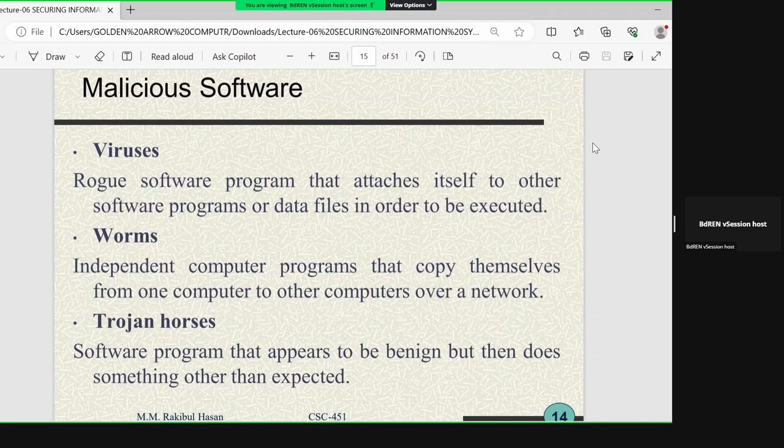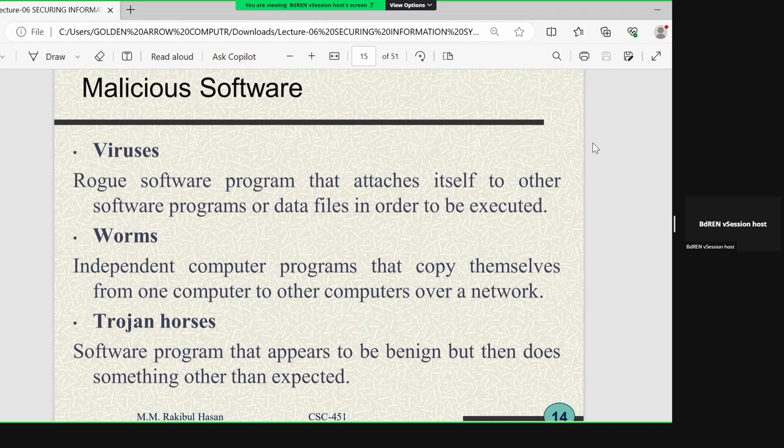Then second thing, worms can replicate themselves. They can make their own copy. Third thing, they can travel over the network. That means if in your network you have 50 computers and one computer is infected by a worm, automatically the other 50 computers will be infected. So you can easily understand how dangerous this is. In this world, all the big cyber attacks we have experienced so far were done by worms.